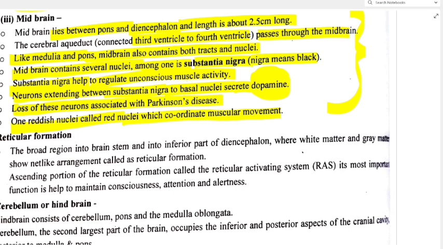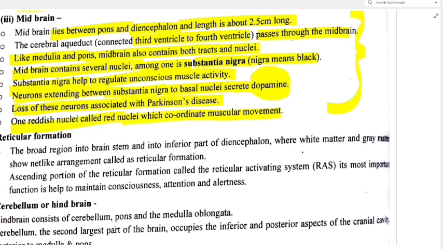It is 2.5 centimeter long, and the cerebral aqueduct that connects third ventricle to fourth ventricle passes through the midbrain. It also has tracts and nuclei like medulla and pons, and it contains several nuclei. Among them is substantia nigra, which is responsible to secrete dopamine, and loss of these neurons is associated with Parkinson's disease, and one reddish nucleus is also present, that is red nucleus, which coordinates muscular movement.